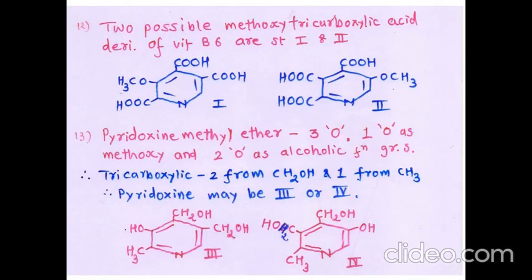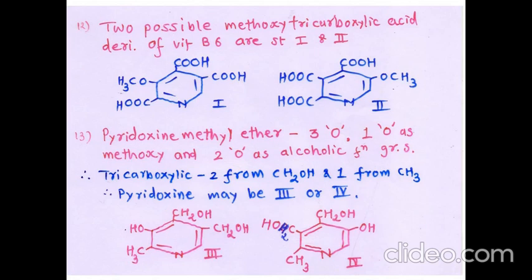So two possible structures are for methoxy tricarboxylic acid. Two possible structures, they are tricarboxylic acid derivative of vitamin B6, are structure 1 and 2. See, this tricarboxylic acid we have obtained under control condition, first alkaline KMnO4 condition, right? Not second one. So two possible structures are this, and both the structure you see, you will find position 2 with the COOH, and that is why it was giving FeSO4 reaction. So these two possible structures of tricarboxylic acids are there.